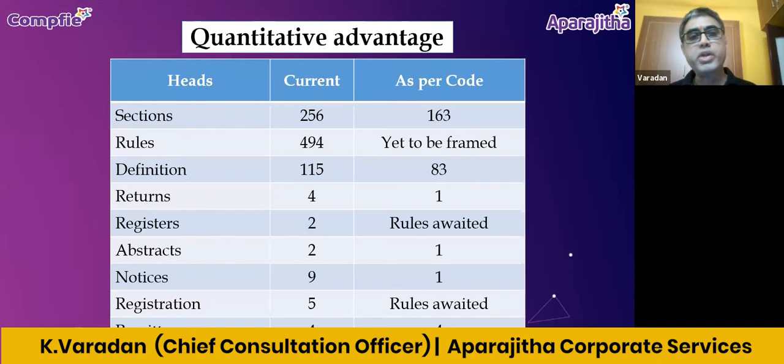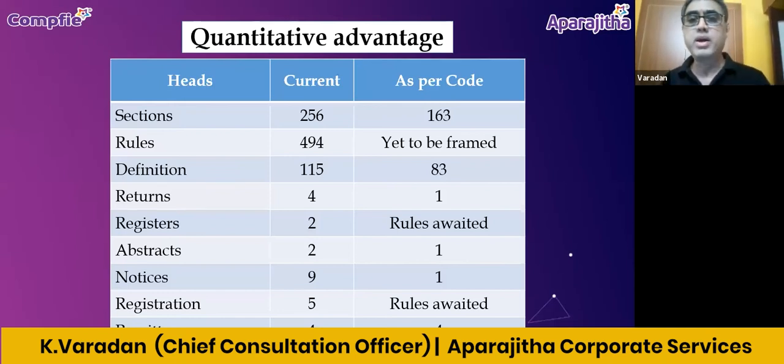Now, the quantitative advantages. The number of sections, currently it is 256, all the 9 legislations put together, is coming down to 163, and the number of rules is 494. Of course, only when the rules are framed under the code will we be able to know the number. When it comes to definitions, from 115 it is coming down to 83. This is what I said, it is very visible. The number of definitions is coming down.